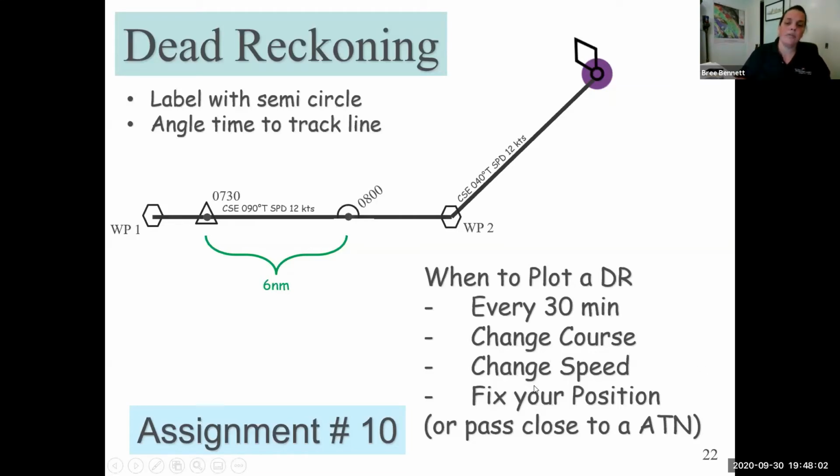And then anytime you fix your position or you pass close to an aid to navigation, that's when you get that starting point over again. So in recreational boating, if we pass close to a buoy or an aid to navigation, we can just say that's where we are and then project out from that point. So anytime you fix your position, you get a new starting point that has more information. So then you project out from there. So that's when we plot our DRs.